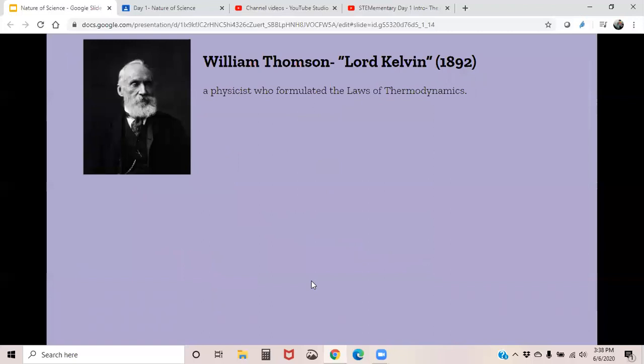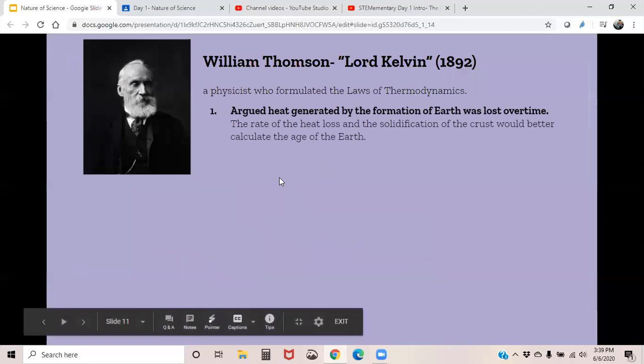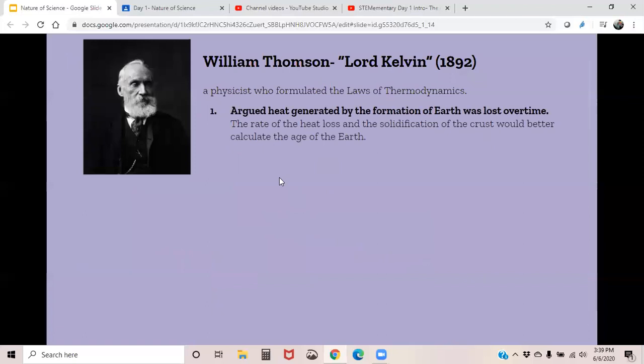And so here's an example of a scientist outside of the realm of geology trying to contribute to this calculation of the age of the Earth. William Thomson, who is termed Lord Kelvin, in 1892, was a physicist who formulated the law of thermodynamics. And so he had a lot of points here that relied on heat exchange and thermodynamics as his evidence for supporting the age of the Earth.